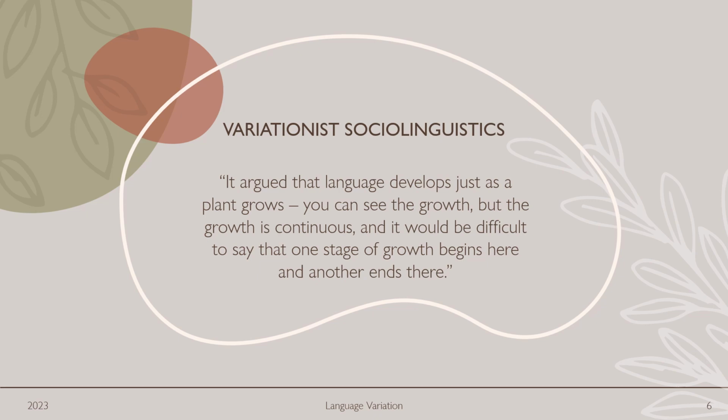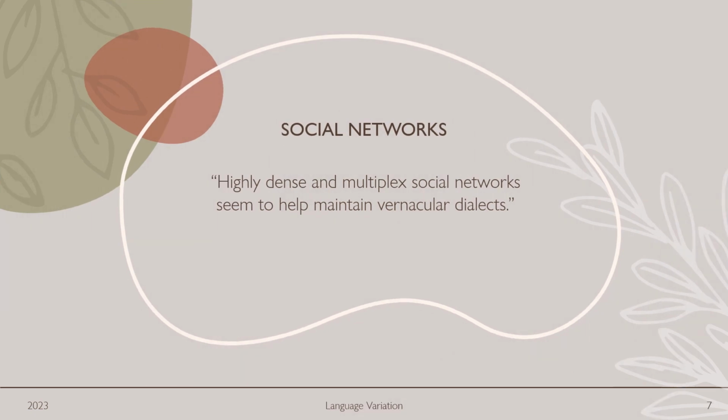Next, we have highly dense and multiplex social networks seem to maintain or help maintain vernacular dialects. So this is kind of piggybacking off of social network theory. During the vocabulary portion, this encompasses the idea of how we interact in the social world impacts the way we speak and helps to maintain a level of dialect.